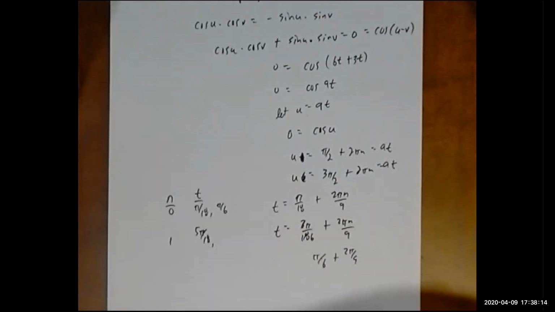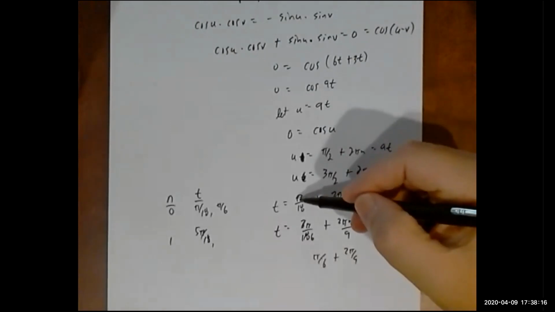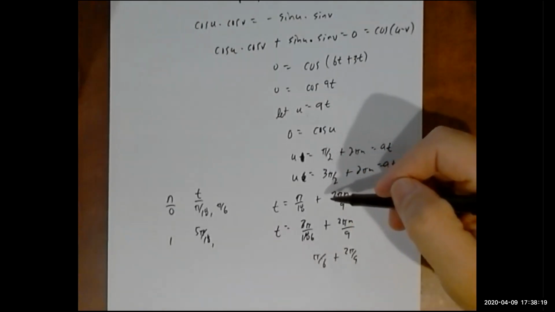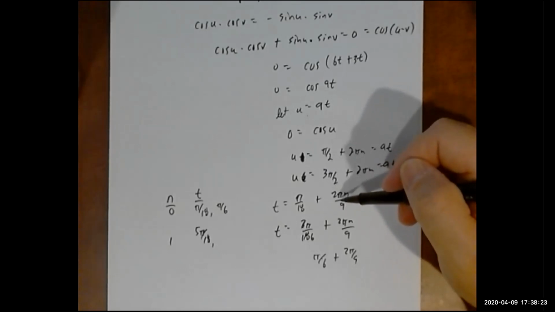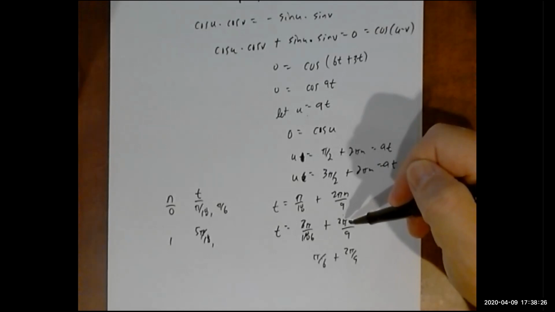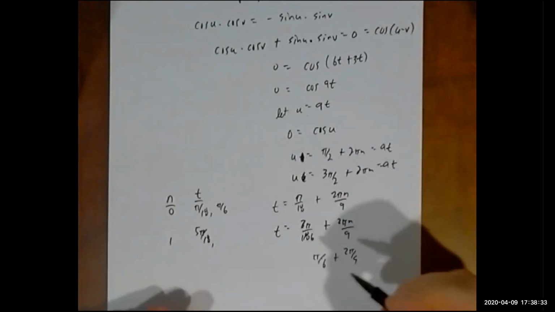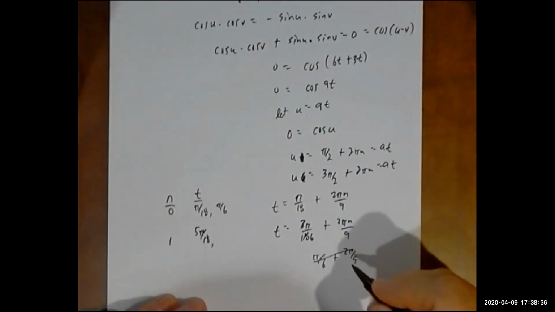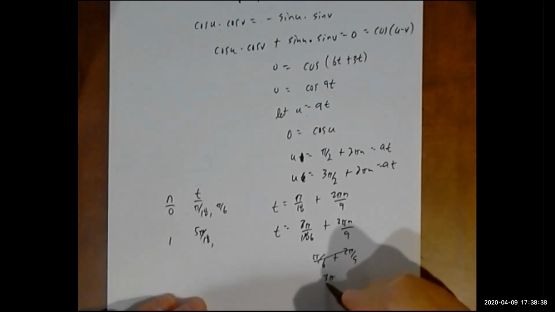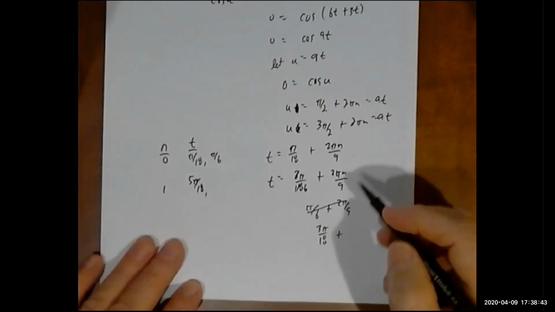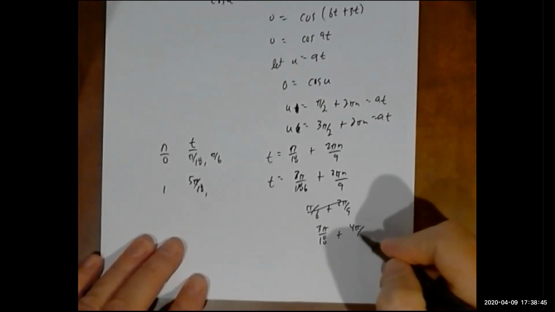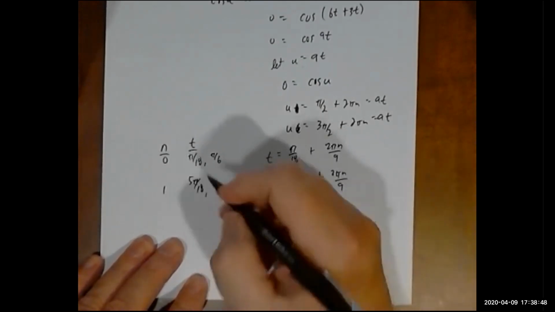Looks like I repeat. Did I do that correctly? Pi over 18 plus, when I put in 1, yep, pi over 18 plus 4 pi over 18. When I put in 1 here, it's 4. Let's write this out. Pi over 6 is 3 pi over 18. And this is 4 pi over 18. Looks like it's 7 pi over 18.